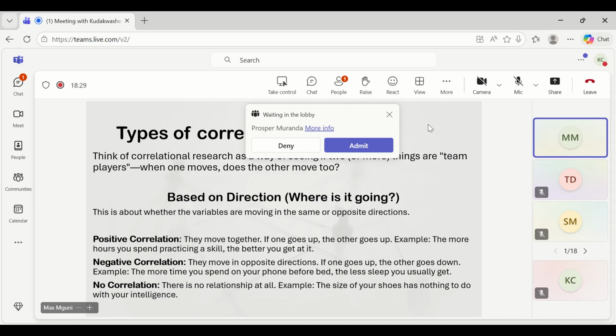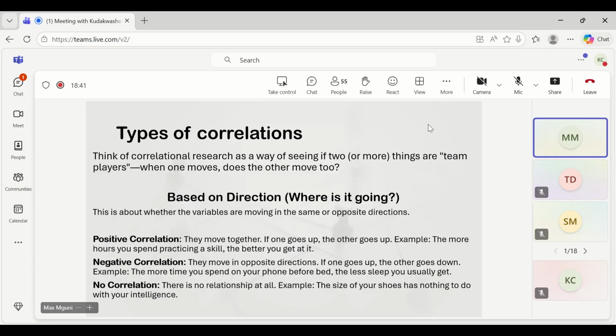So for example, if you increase smoking, if you were smoking 1 cigarette a day, but then you increase it to 10, does it increase the number of people that are suffering from lung-related diseases later? So we can see that smoking is one variable and lung diseases is another variable. They may have a positive correlation.